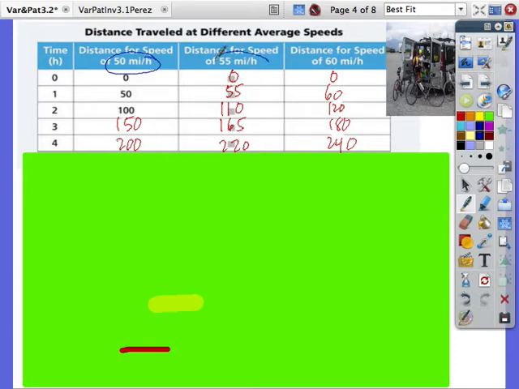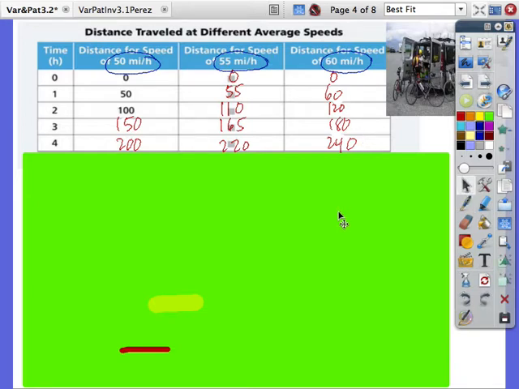If we drove faster, say 55 miles per hour, that's a faster rate, we would go even further. 55 times 4 is 220 miles. And then we found the distances if you were going even faster, 60 miles per hour. So in 1 hour you'd go 60 miles. In 2 hours you'd go 120 miles. 3 hours, 180, and finally 4 hours, 240.